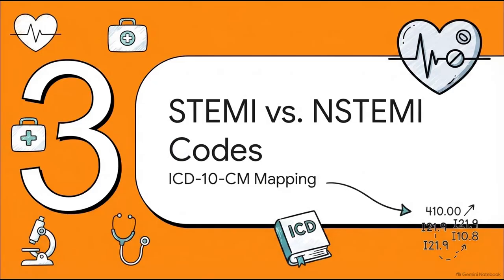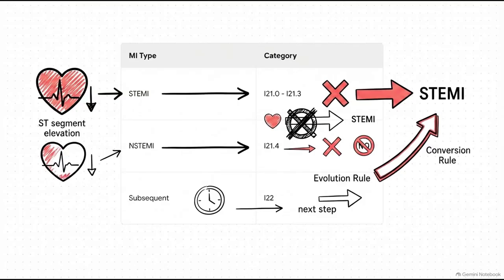Which brings us to Section 3, STEMI versus NSTEMI codes. This table right here, it's your holy grail. Notice how type 1 STEMIs route straight to the I21.0 through I21.3 subcategories, while your type 1 NSTEMIs map directly to category I21.4. But listen up, because here is a massive trap coders fall into: the official guidelines for evolution and conversion. The evolution rule says that if a type 1 NSTEMI evolves into a STEMI during the encounter, you assign the STEMI code. Period.